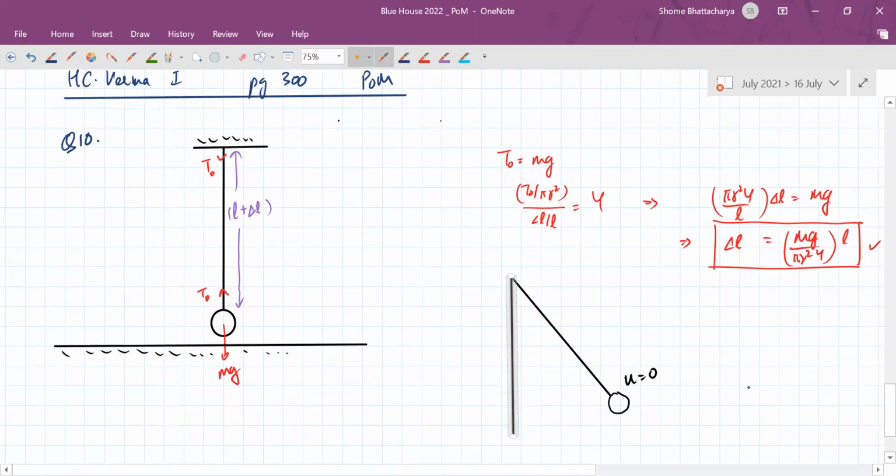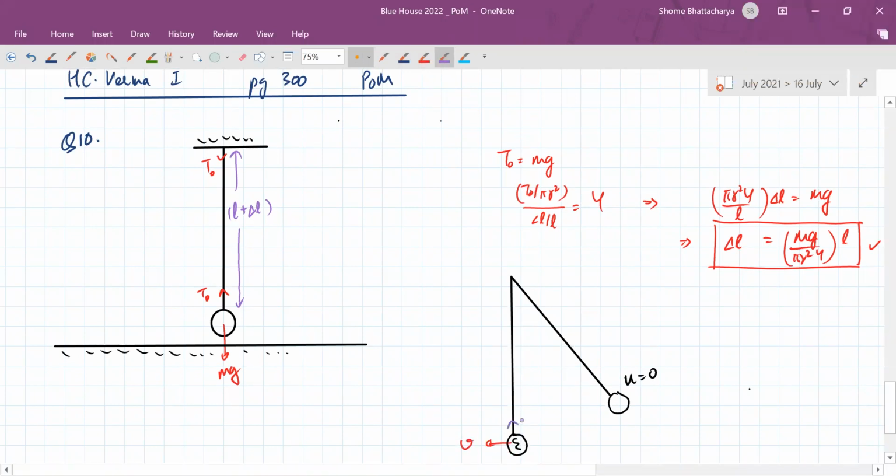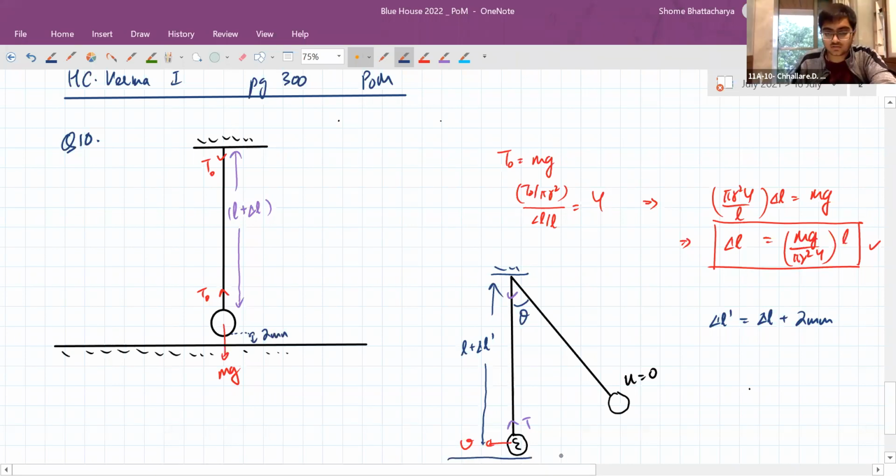Because it's got a linear speed, the tension would have increased now. So now the tension has become T, and accordingly this is stretched extra. Now this delta L prime should be equal to delta L plus 2 millimeters in the limiting condition, that is, just about touching the floor. Understanding?